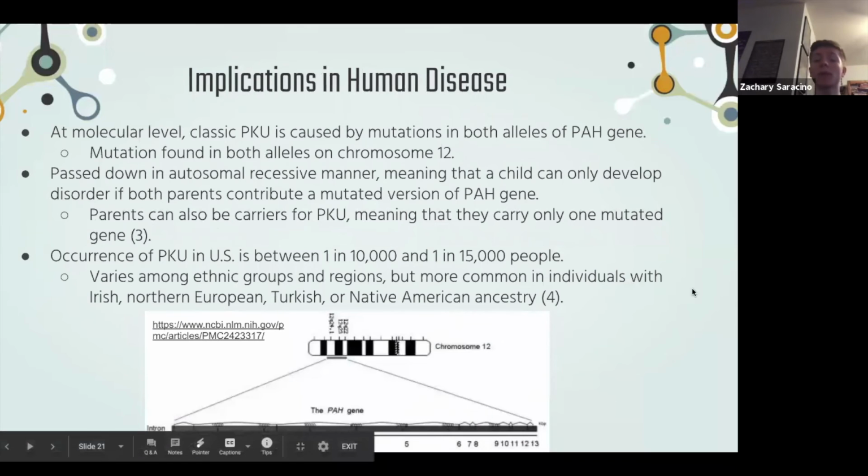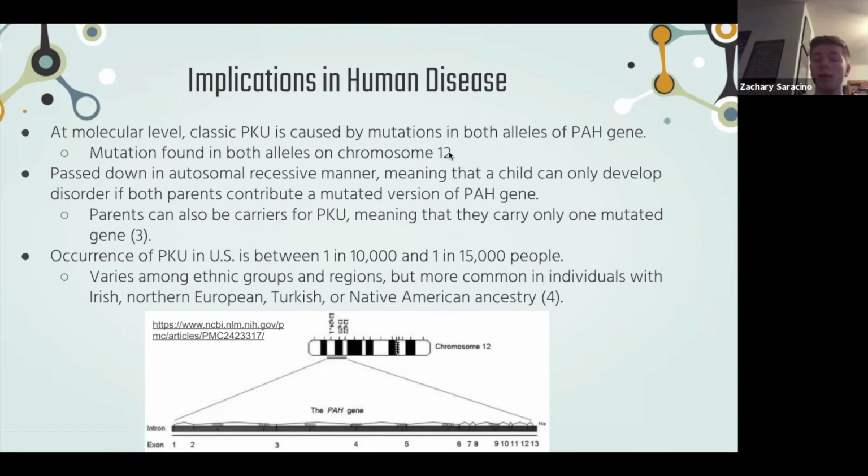So this ultimately leads to the implication in human disease, where a mutation in the PAH gene in both of the alleles on chromosome 12 causes PKU. And this is passed down in an autosomal recessive manner, meaning that the child can only develop it if both parents pass on a mutated version of their gene to that child. Of course, parents could also be carriers, but in order for the kid to even have a chance of having PKU, both have to be carriers.